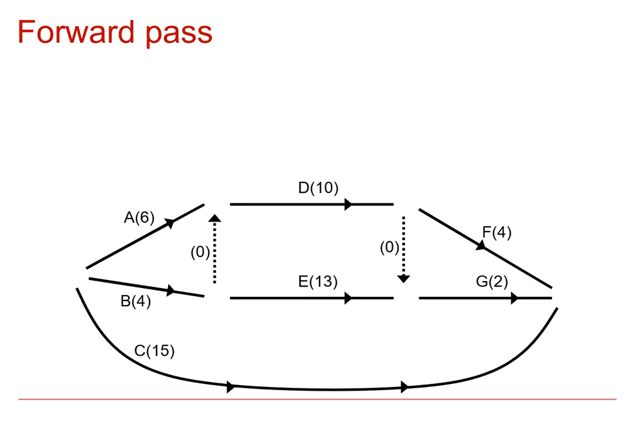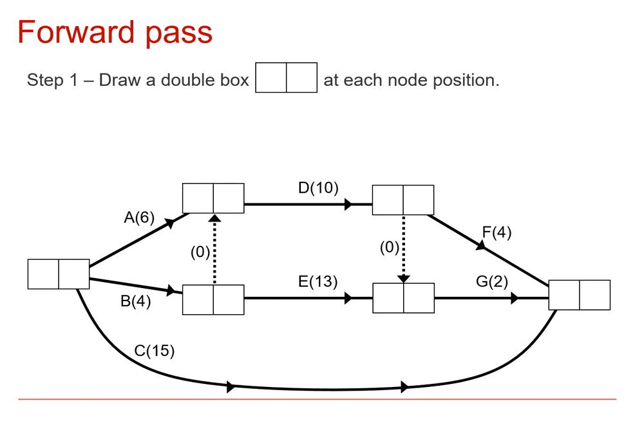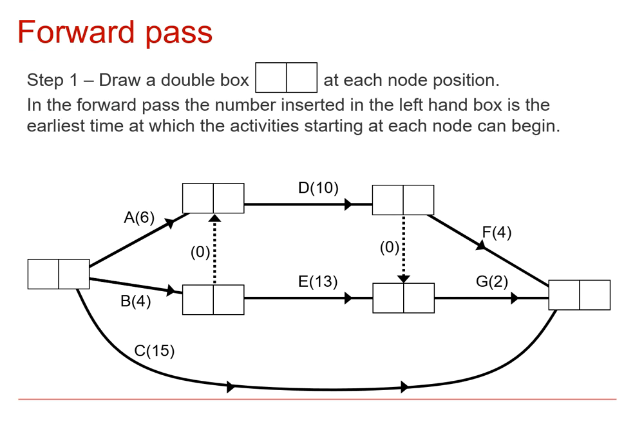time for each event. Now, in order to carry out a forward pass, and indeed the backward pass that comes later, instead of having those little numbered circles that we had earlier to represent the events, we're going to represent the events with double boxes, and eventually we're going to have two numbers in these boxes. To start with, we'll just be entering the first number, the number on the left. Those are the numbers which are going to tell us the earliest time at which activities can start.